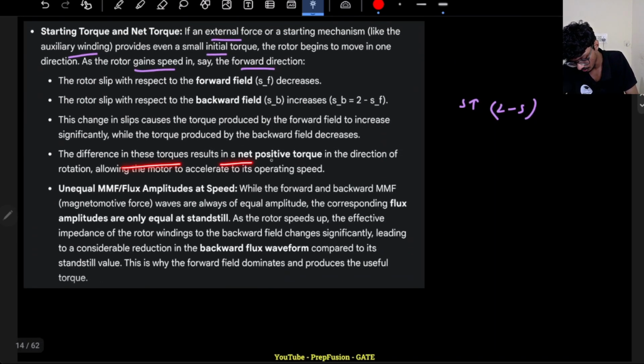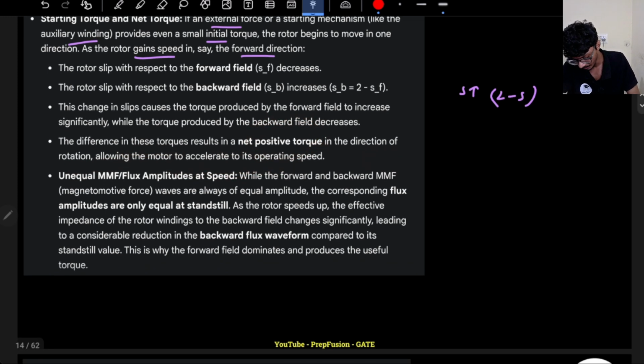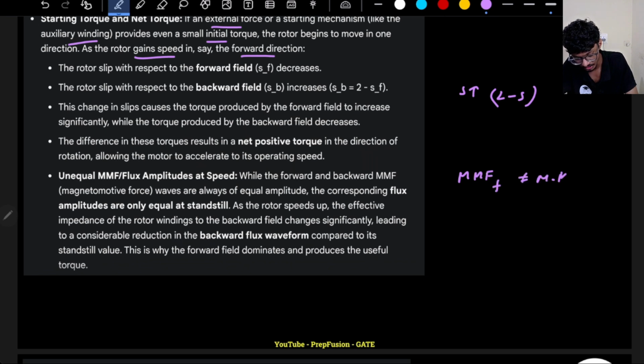The difference in this torque is the net positive torque in the direction of the rotation, allowing the motor to accelerate to its operating speed. Now remember, the amplitudes of the MMF are not equal to each other. Basically, the amplitude of the forward MMF and the backward MMF are not always equal except at starting.